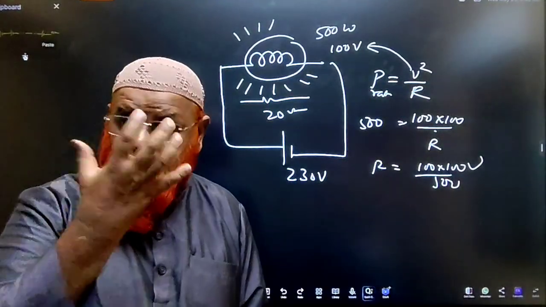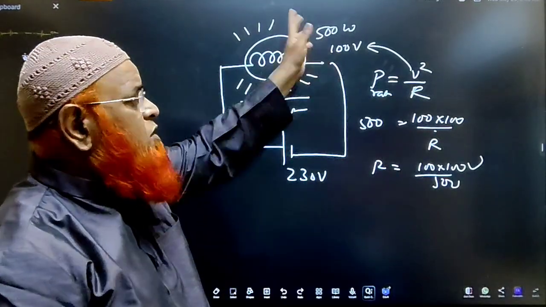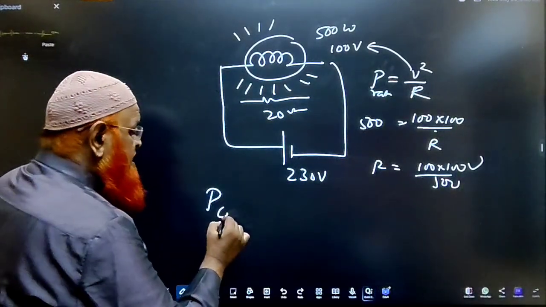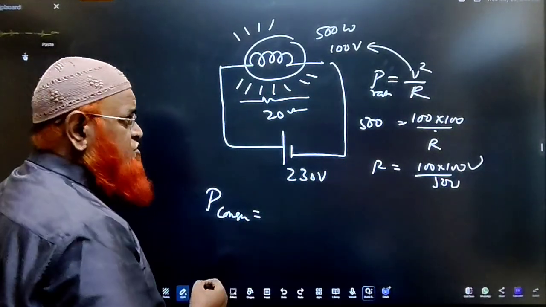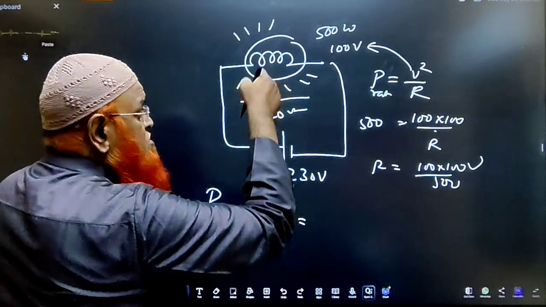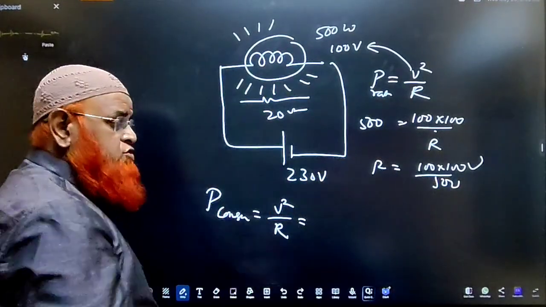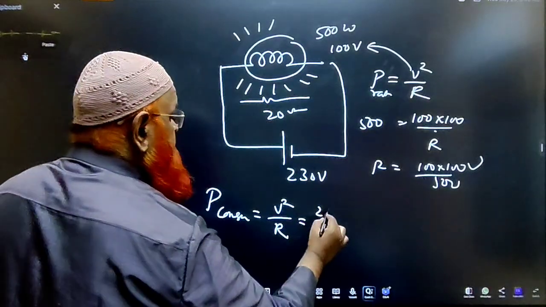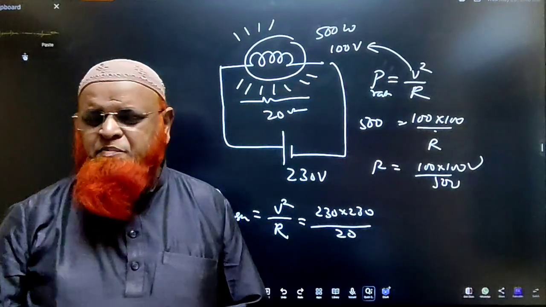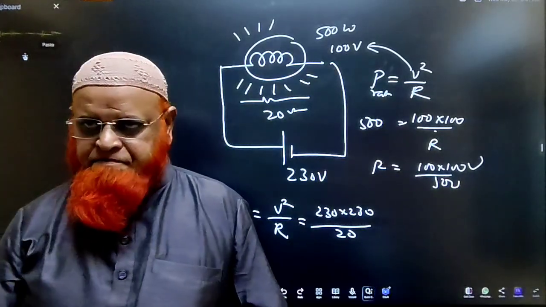Then how do you find out power consumed? See, if you supply 100 volts, then only it will glow with 500 watts. But if you supply 230 volts, what happens? That is called power consumed. To find out the power consumed, you use the same formula, V square by R, but you should not use the power rated voltage, you have to use the power supplied. Power supplied gives you power consumed. Therefore, you write V square as 230 into 230 divided by R, which is 20. Hope you understand the difference between power rated and power consumed. Is it clear?